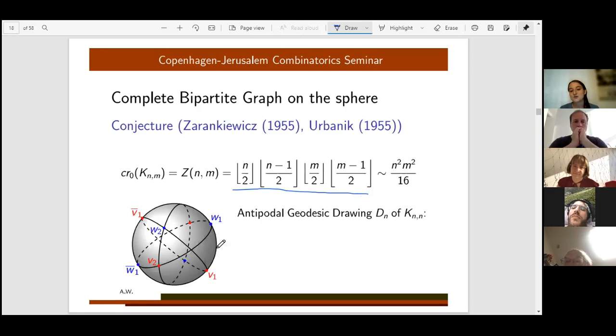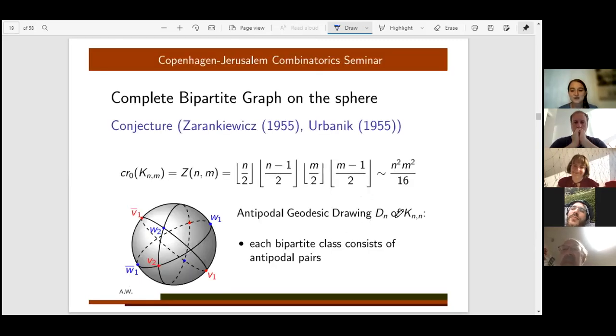But we can also do a construction on the sphere, and I'm going to explain why it's useful and what type of drawing attains this bound. So again, we gave it a very nice name, antipodal geodesic drawing. And in these drawings, we have these 2 bipartite classes. One is blue here, it has size 4, and one is red here, it has size 4 as well.